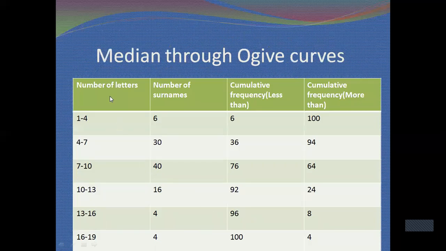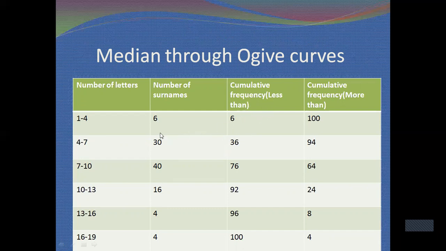So in this table, the number of letters is the class interval, and the number of surnames is the frequency, because it's not cumulative frequency, as it is neither in increasing nor in decreasing order. So this is frequency. For this, you have to find out the cumulative frequency of less than type.